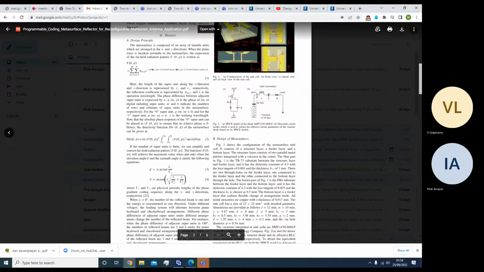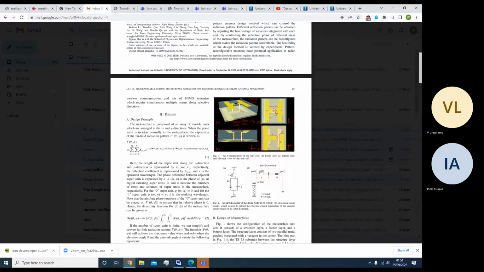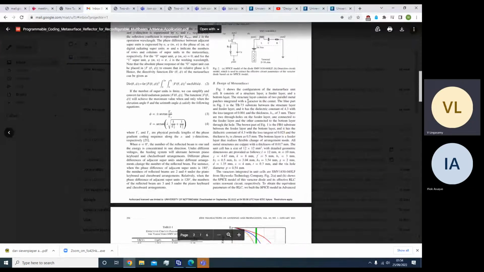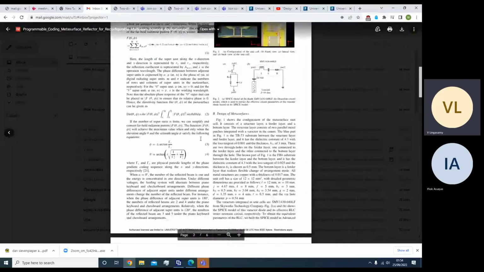But look, this one is also biased. Can you see the bias? Yeah, but it's inside the unit cell. Exactly. So you see, it's a different approach. Different approach, yes. So by adjusting the DC bias voltage, we can adjust. I can tell you some examples.